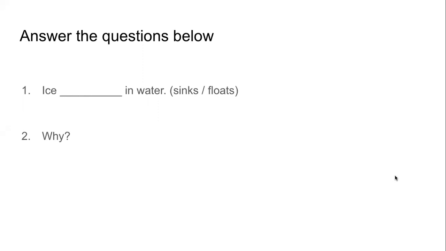Now, ice floats. So what can we very confidently say about the density of ice and water? Whose density is lower? Whose density is higher? Ice floats on water. Whose density is more? Which has a lesser density? Yes, correct. Ice floats. That means definitely 100% the density of ice must be less than water.